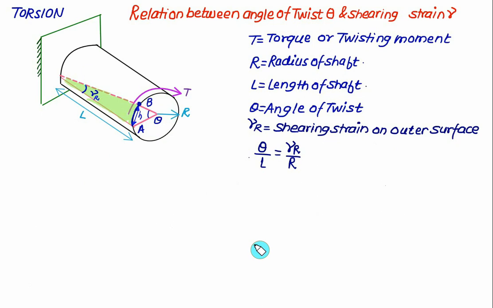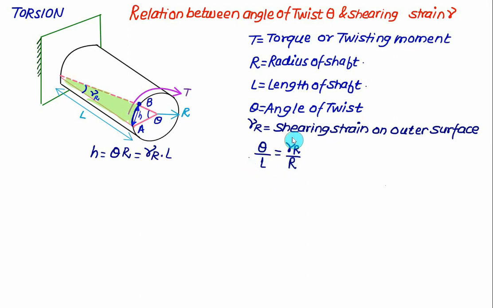So here we successfully develop the relation between the angle of twist theta and the shearing strain gamma. So gamma R represents the shearing strain on the outer surface. Then we have the value of theta divided by L equal to gamma R divided by radius R. This value of H we can write as theta multiplied by R, and the same value on the other side we can write as gamma R multiplied by length L. Rearranging this, we get the expression theta by L equal to gamma R divided by R.